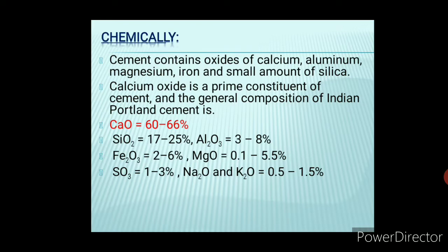Now see, from this composition it is clear that cement not only contains calcium oxide, which is the main component we are going to determine in the experiment, as the experiment heading itself states: estimation of calcium oxide in cement. We are going to estimate what percent of calcium oxide is present in the given cement. So it doesn't only contain CaO, but also SiO2, Al2O3, Fe2O3, MgO, so many other constituents.